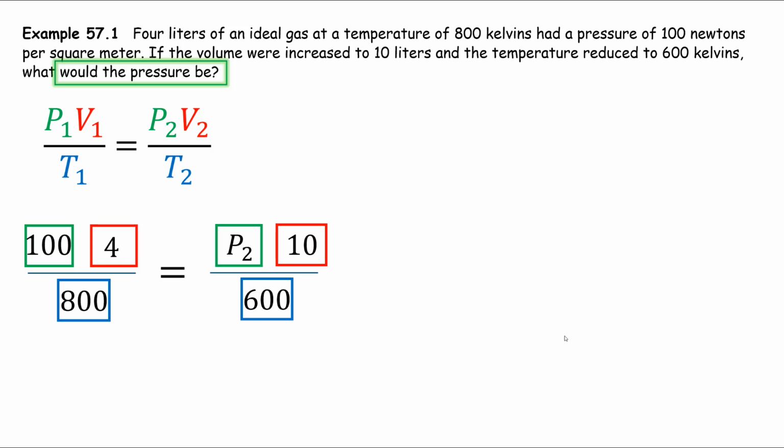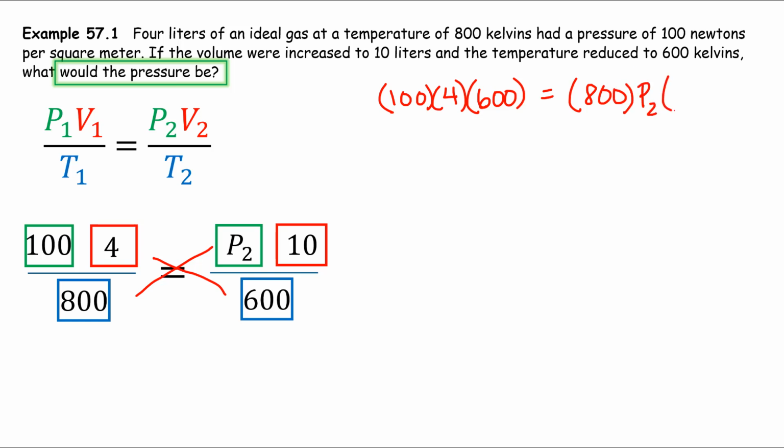So all we have to do to find out what P sub 2 is, is just use the cross products. Since this is a proportion, you know that this product is equal to this product. So we would spell that out. 100 times 4 times 600 is equal to 800 times P sub 2 times 10. And so to find out what P sub 2 is, all we have to do is divide both sides by 800 times 10.